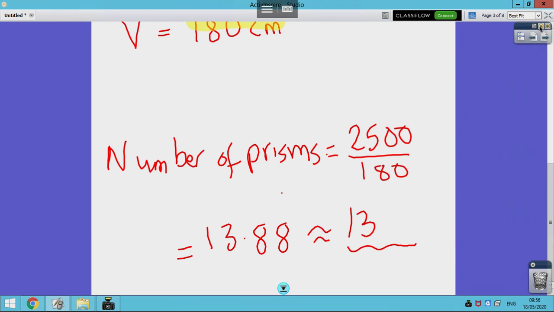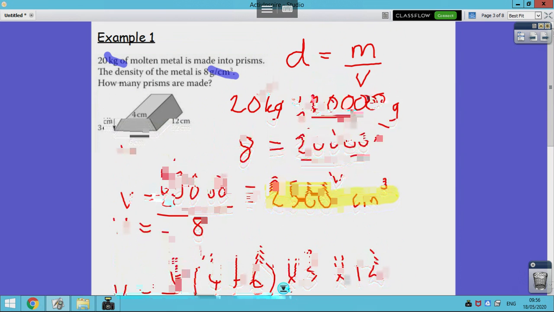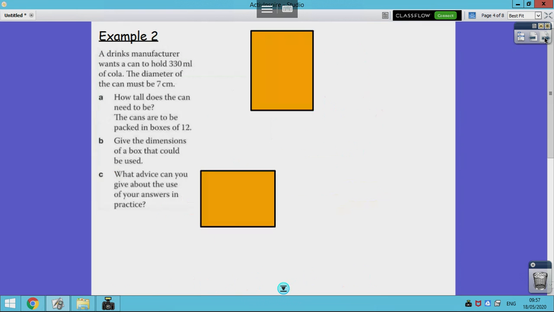So get your head around this, the most important thing here: density equals mass over volume. That's really important that you get that. Once you've copied that down and paused it, our next example is again quite tricky. There's a lot of thinking that goes into this.